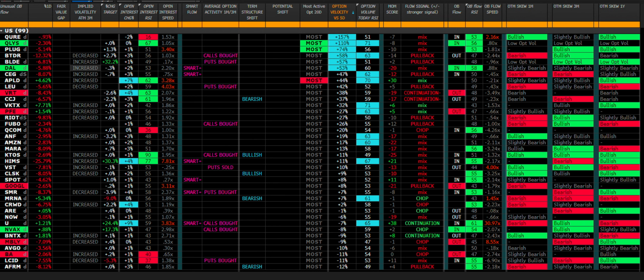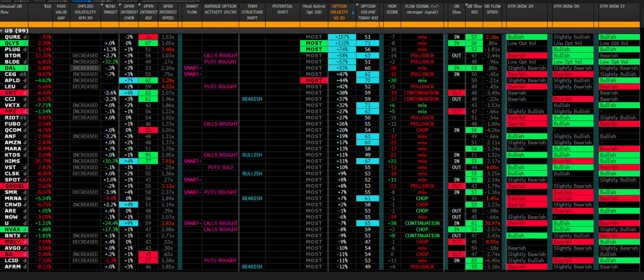Next we have flow signal. It combines technicals, order flow, and options data. Signals can indicate trend continuation, pullback, or bounces. And it's even writing what's happening. So you can just read it and see what's happening right now in that moment on flow signal.